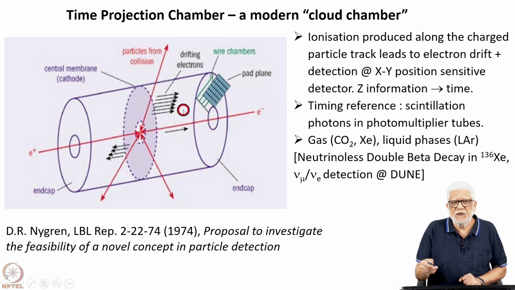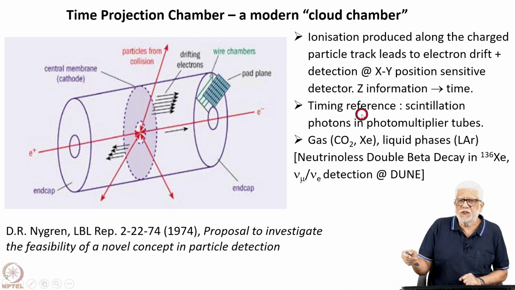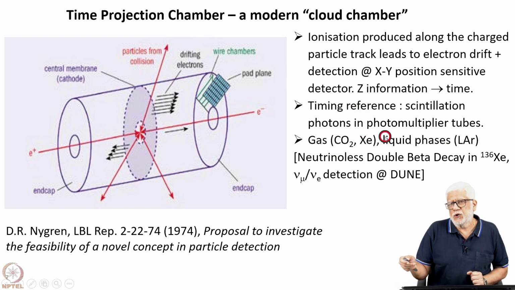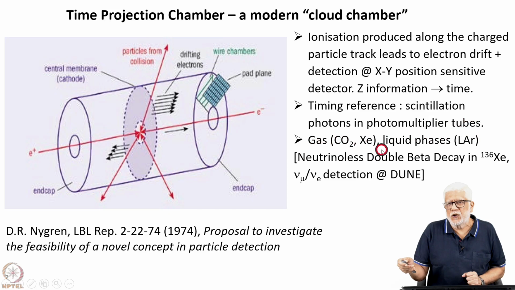Okay. So if it is a particle that's, say, primary ionization here, then it moves faster, and if it is somewhere here, it takes a longer time. So the Z information comes from actually the time information. So you have X, Y, Z information, and of course, if you have an array, then the whole track can be mapped. And so this is an electronic version of the cloud chamber, you might say. The timing reference comes from scintillation photons in PMTs, or it could be even in gas detectors and so on. And the time projection chamber, of course, can be operated both in the gas or liquid phases.